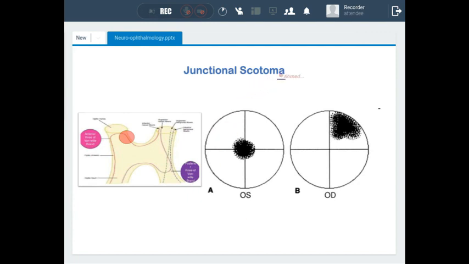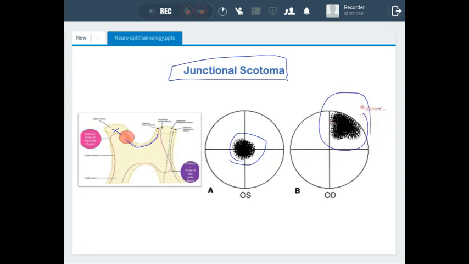Another presentation is the junctional scotoma. In the junctional scotoma, there is a lesion compressing the junction between the optic chiasm and the optic nerve. So it will lead to involvement of the central fibers of the ipsilateral eye, as we can see here in the left eye, leading to central scotoma, and involvement of the decussating nasal fibers from the other eye, leading to temporal hemianopia of the other eye. So this is the case of junctional scotoma.